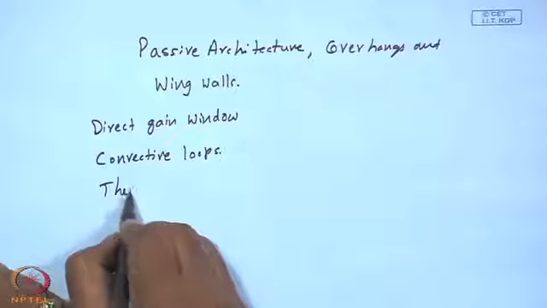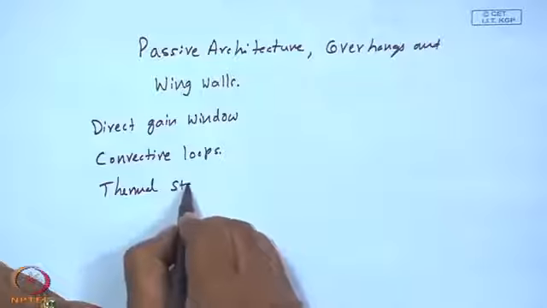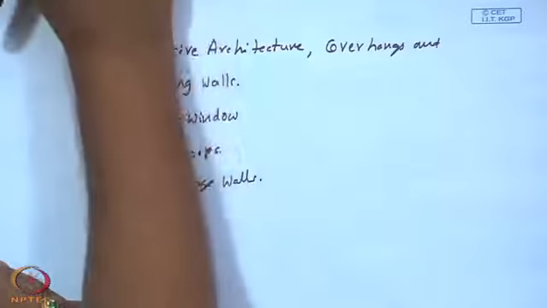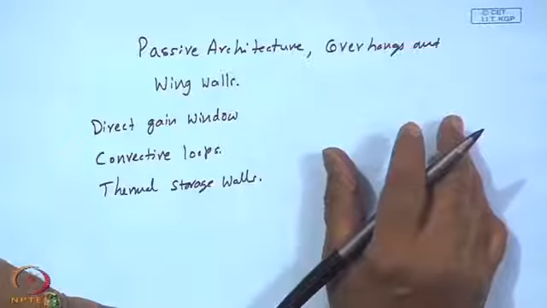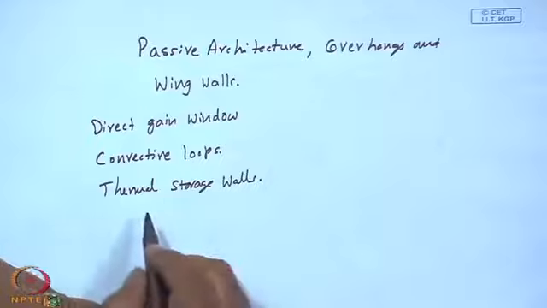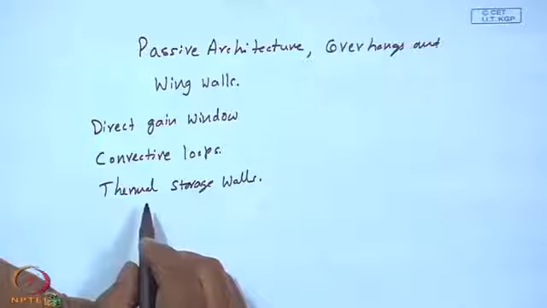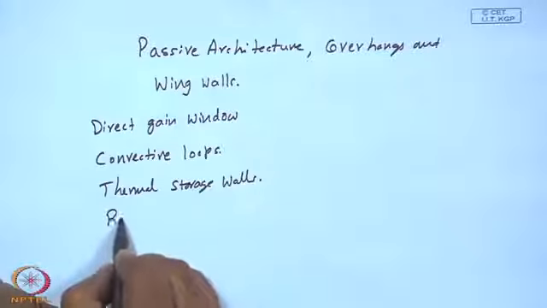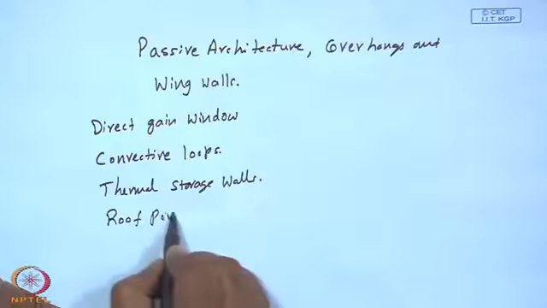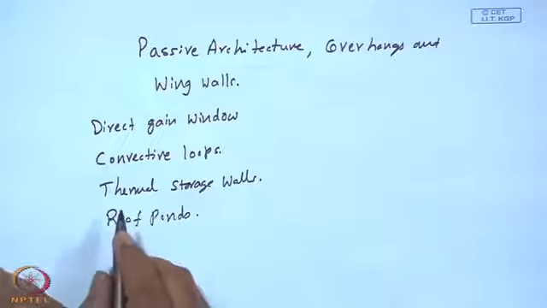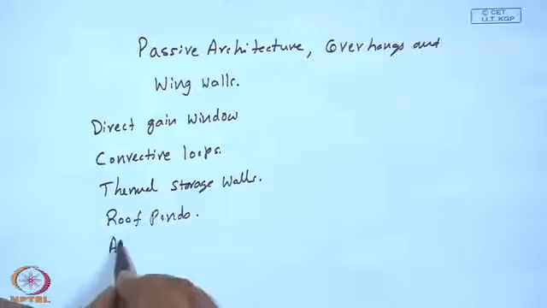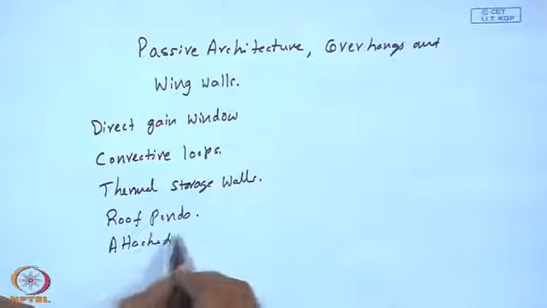and thermal storage walls, which will accumulate the energy during the daytime and release or emit or convect in the evening time, so that there is a comfort condition of higher temperature, particularly useful in colder climates. And then you have got roof ponds, which will keep the room or the underneath floor much cooler. Then you have got attached greenhouses.